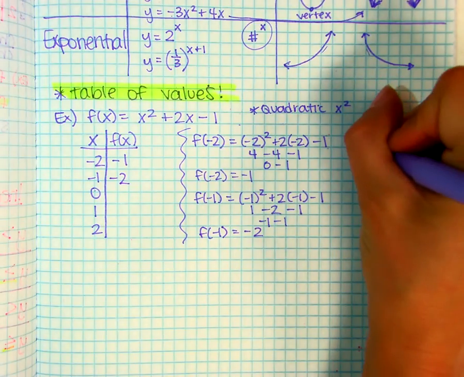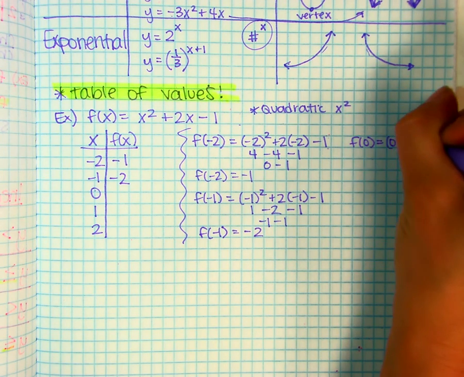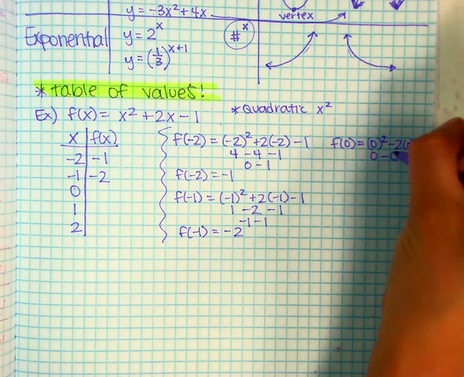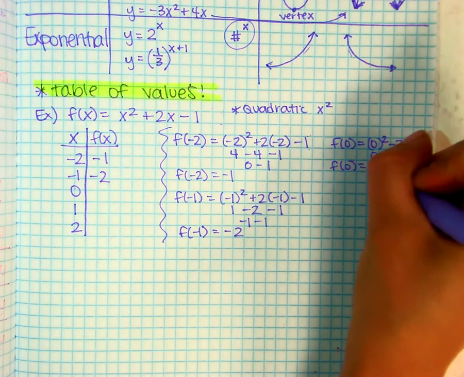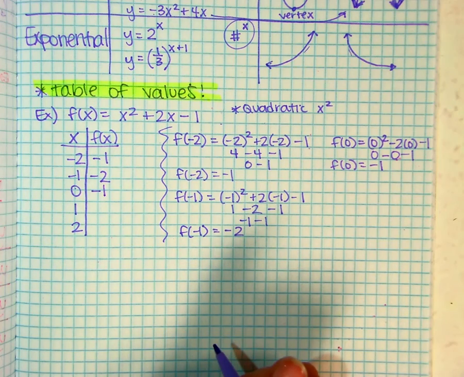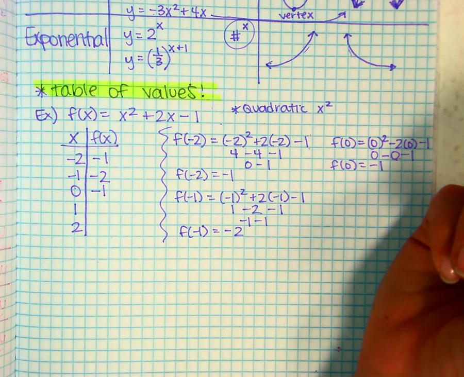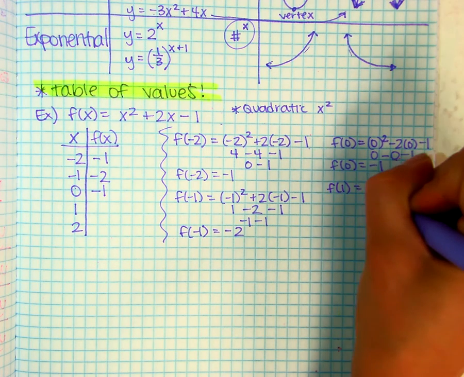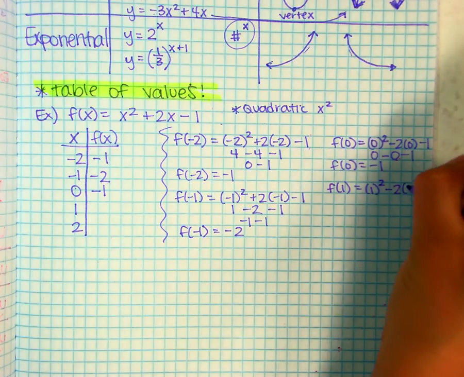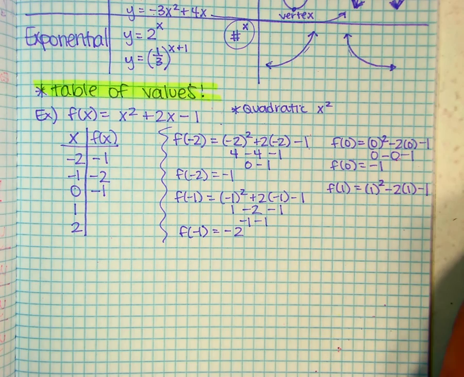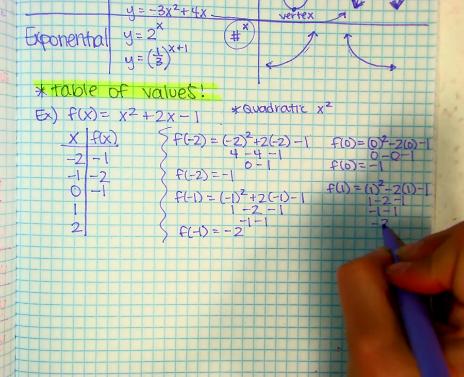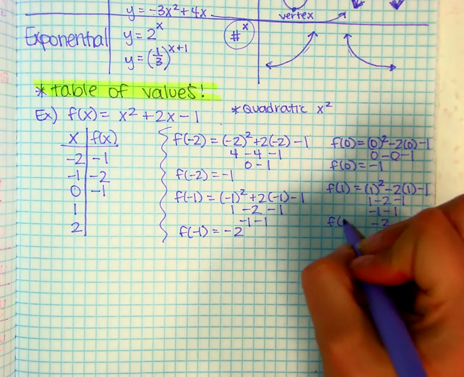Next we do f of 0. Well, 0 squared plus 2 times 0 minus 1. We have 0 plus 0 minus 1. f of 0 is negative 1. Next we have f of 1, so we should get 1 squared plus 2 times 1 minus 1. And we get 1 plus 2 minus 1.